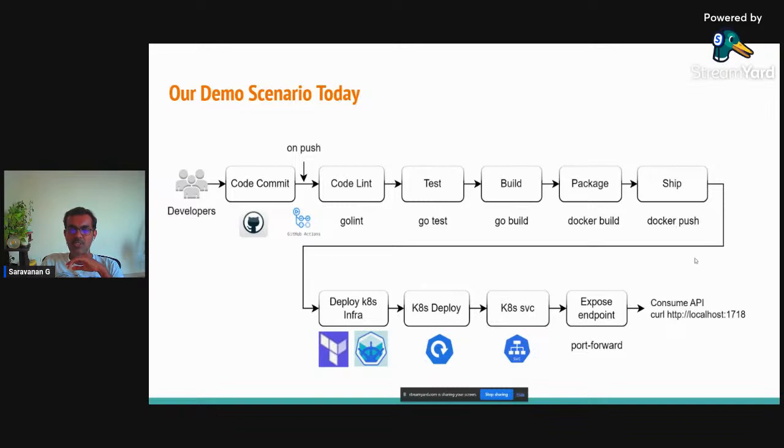Once it is pushed, the CI part is completed in my demo project, and then comes the CD part, where I create a Kubernetes infrastructure in Minikube using Terraform. Then I deploy the image pushed to the Docker Hub registry, expose the service, and expose the endpoint using the port forward command, just to show whether the API is accessible. That's the end-to-end integration workflow I wanted to have, and I have created it.